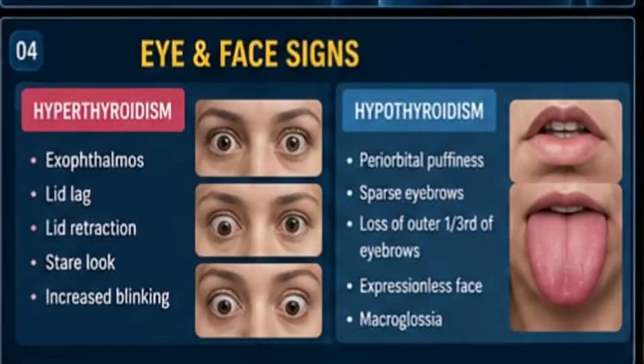Next, look carefully at the eyes and face. Hyperthyroidism, especially Graves' disease, can cause protruding eyes, lid lag, and lid retraction. Patients with hypothyroidism may have periorbital puffiness, sparse eyebrows, and an expressionless face. These findings can strongly suggest the diagnosis.